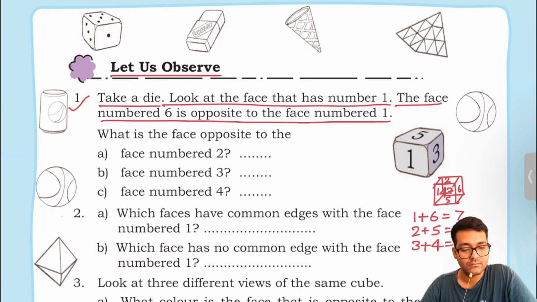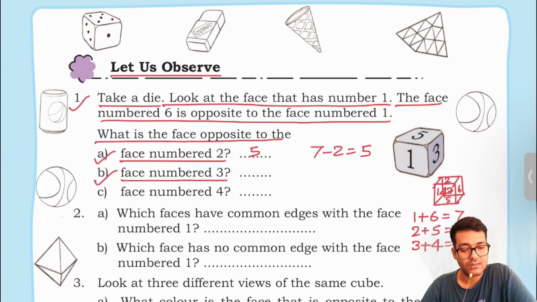What is the face opposite to the A. Face number 2? The answer is 7 minus 2 is equal to 5. B. Face number 3, that is 7 minus 3 is equal to 4. Similarly, C. Face number 4. The answer is 7 minus 4, that is 3.